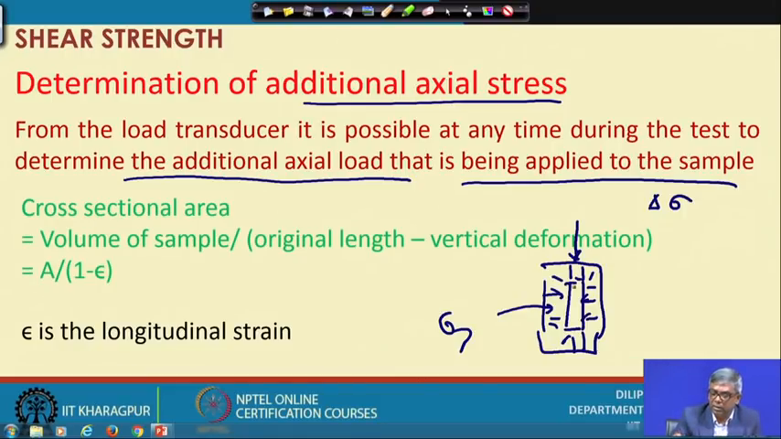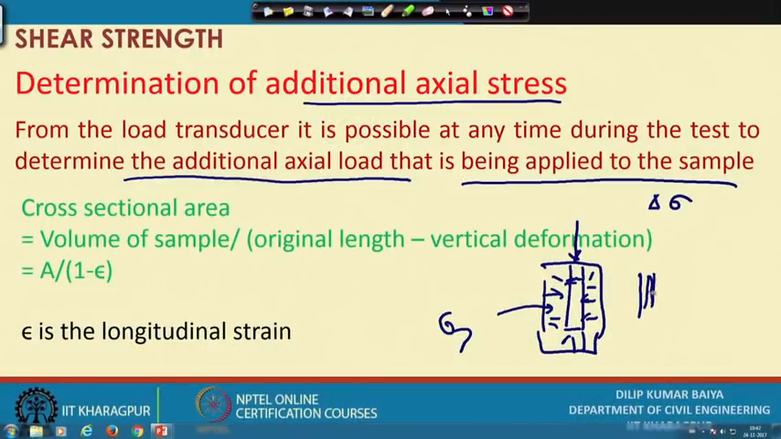And another thing is, when the sample is loaded with axial load, it will compress and shorten, and because of this shortening there is a chance of change in diameter. Since the compressive load is applied, in what direction will the diameter change? It will bulge, or the diameter will increase.